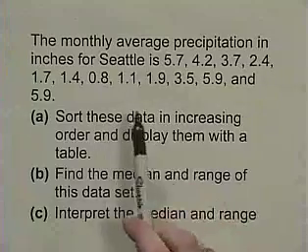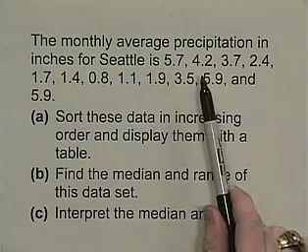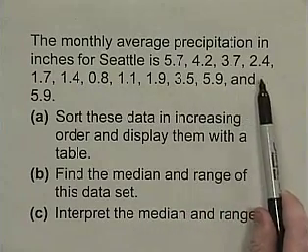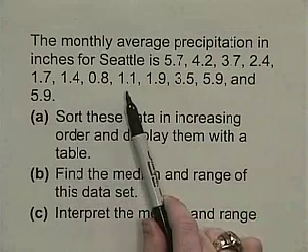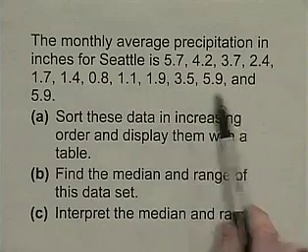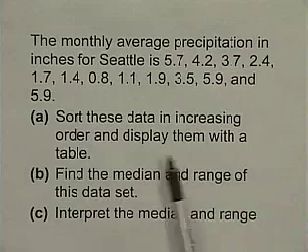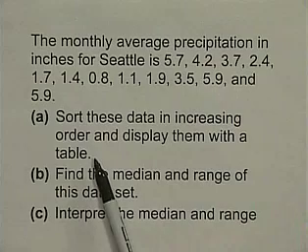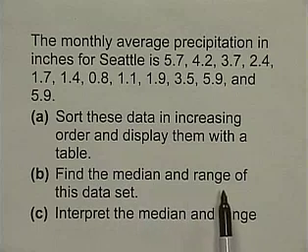If the monthly average precipitation in inches for Seattle is 5.7, 4.2, 3.7, 2.4, 1.7, 1.4, 0.8, 1.1, 1.9, 3.5, 5.9, and 5.9, we want to A, sort these data in increasing order and display them with a table. So start from smallest and go to largest. Find the median and the range of this data set, and then interpret the median and the range.